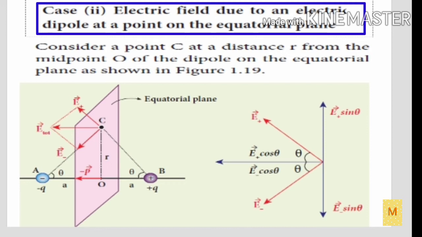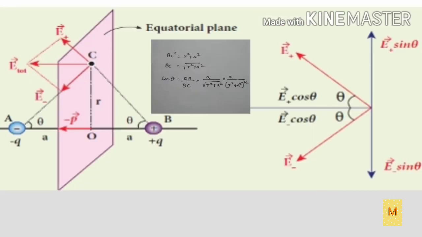Next one is electric field due to an electric dipole at a point on the equatorial plane. Let us imagine an electric dipole is kept along the x-axis. Let O be the midpoint of the electric dipole and A be the distance of the charges from the midpoint O. Let us imagine a point C which is kept at a distance R from the midpoint O. Now we have to examine the electric field at point C due to the charge plus Q and due to the charge minus Q.